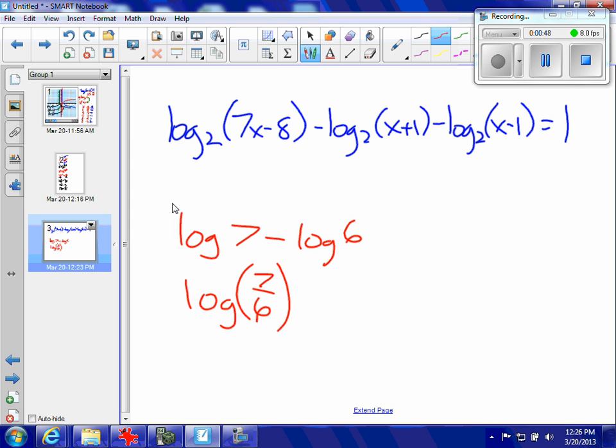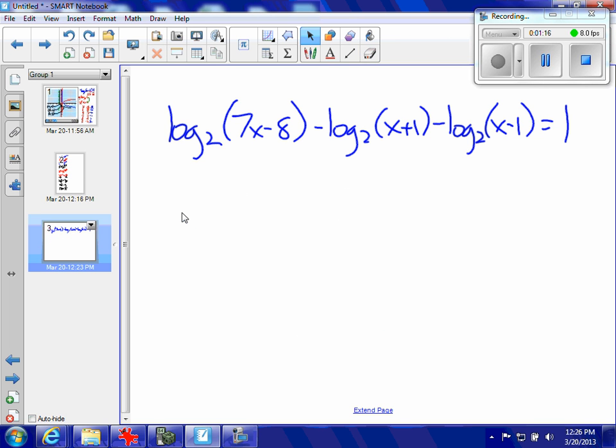Would log 7 minus log 6 equal log 1? No, absolutely not. Don't do that. It is not equal to log 7 minus 6. This is equal to log 7 divided by 6. Okay? And 7 divided by 6 is not 1. So don't, the logarithm is not something you distribute.